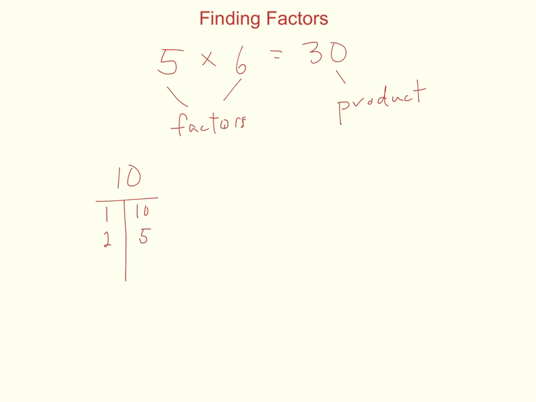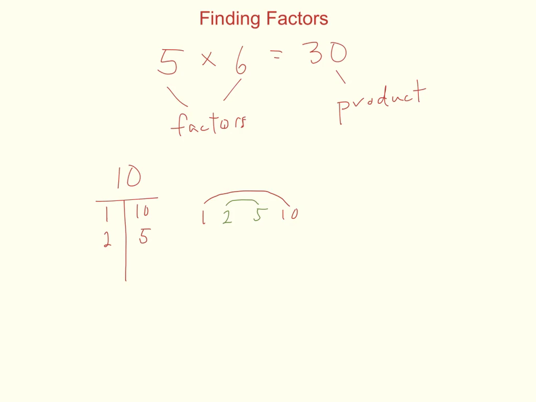Those people who use the factor rainbows, that would look like this. 1 times 10, and then 2 and 5.